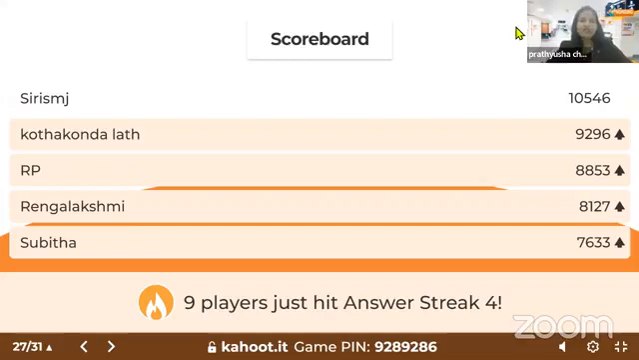Yes, Siri again scoring on the top, and Lata again scored the second. RP gained the third position. Rangalakshmi again onto the scoreboard 4. Subita is again onto the top one.